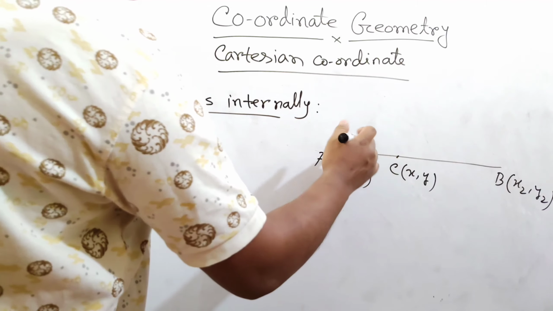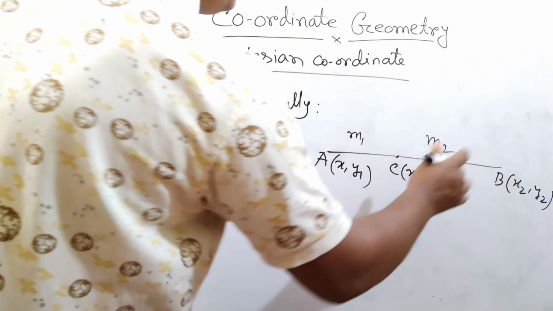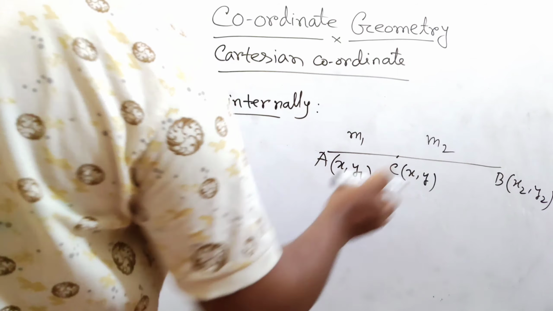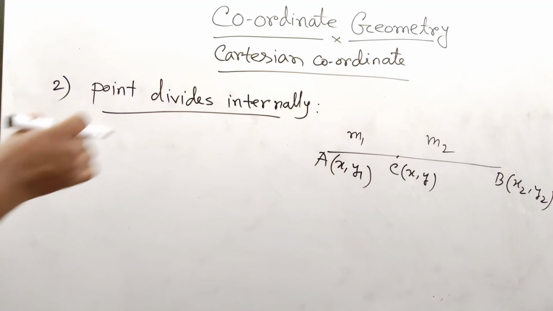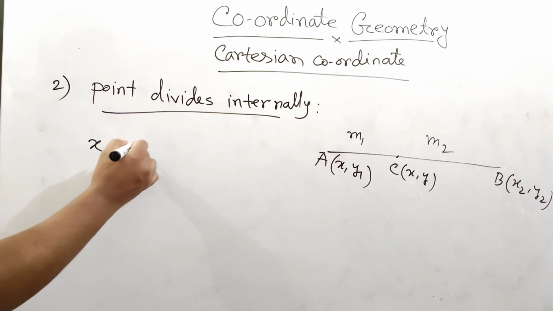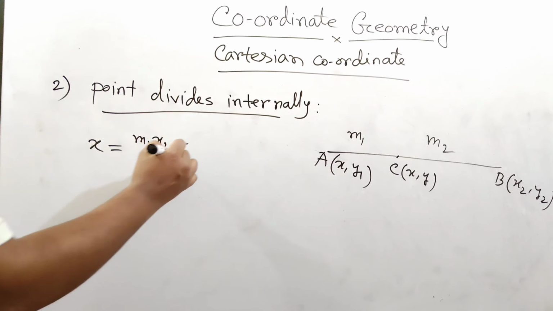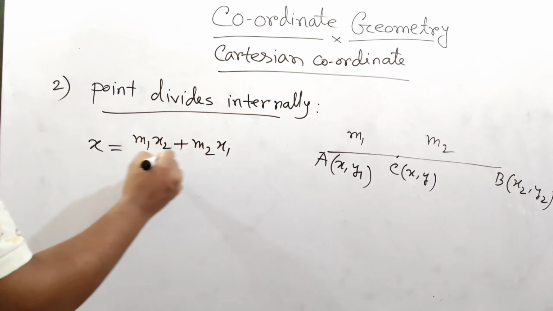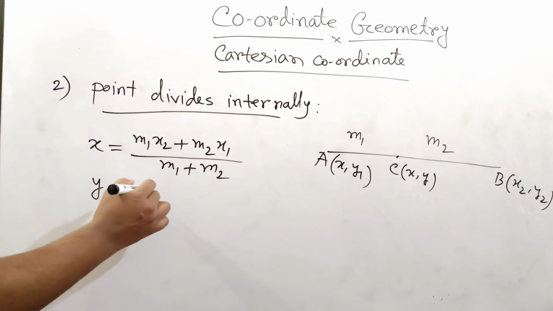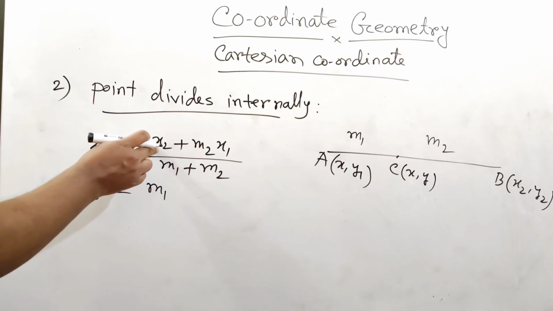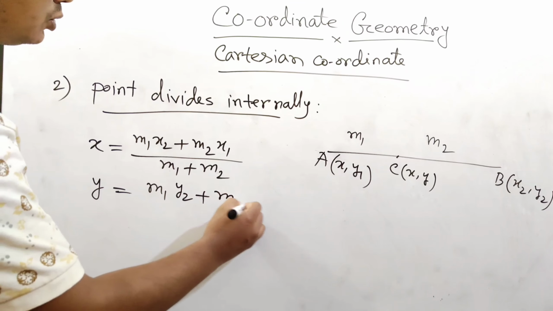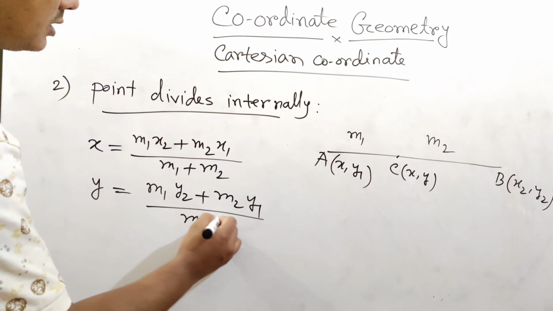So if we consider this part is m1 and this part is m2, that means this line is divided at point C in the ratio of m1 is to m2. Then what will be the point C? So this is a very important formula. Here the value of x is m1 x2 plus m2 x1 divided by m1 plus m2, and the value of y, just replace y in place of x, so that must be m1 y2 plus m2 y1 divided by m1 plus m2.